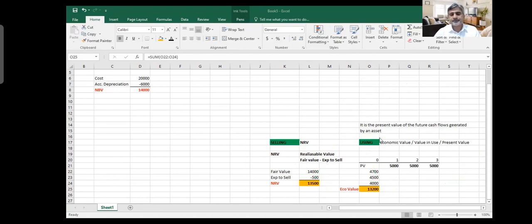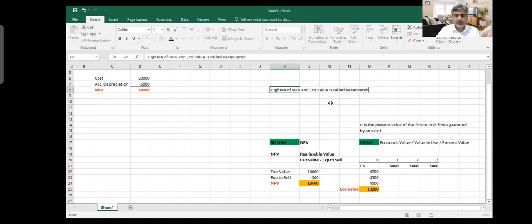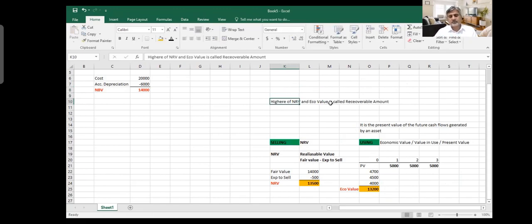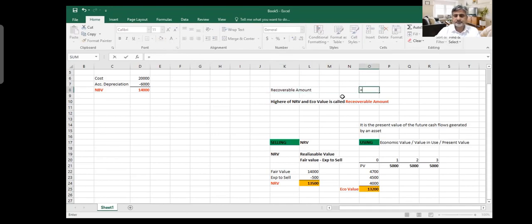So I say that here, higher of NRV and economic value is called recoverable amount. So recoverable amount is the higher of NRV and economic value, value in use. So in our case, recoverable amount becomes 13,500. Why do we call it recoverable?